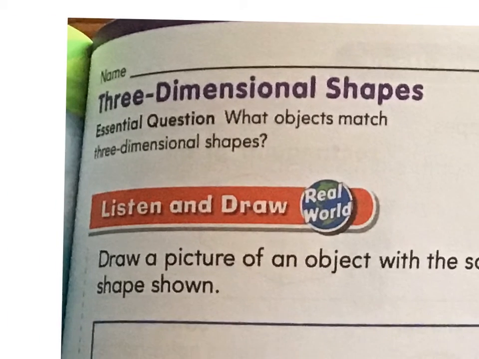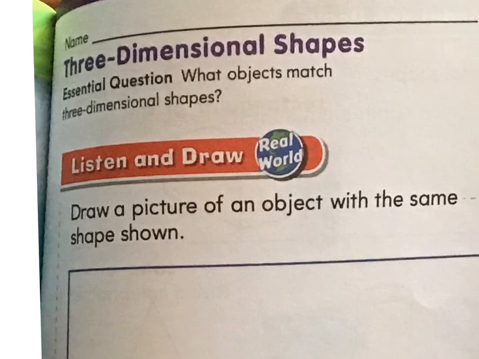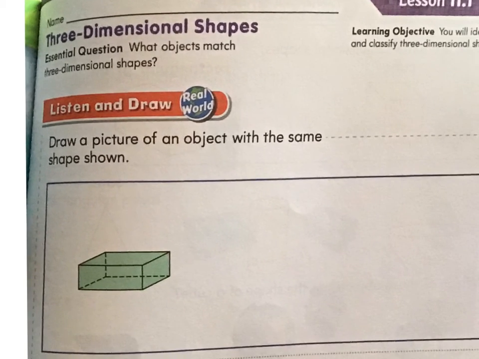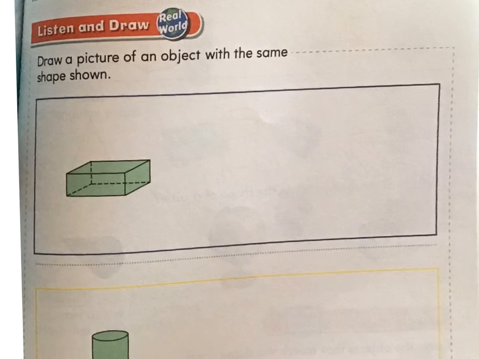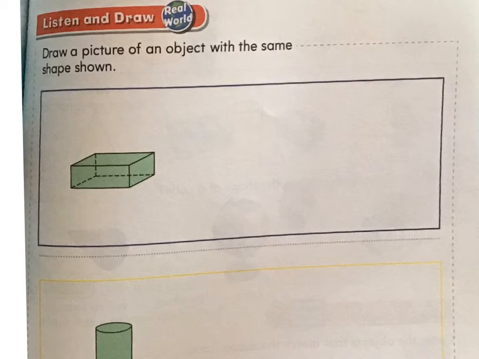So hopefully you've already watched the 2 or 3 videos we've included today for you to watch on three-dimensional shapes. So here on this page we have a rectangular prism, and they want to know what object in real life is the same shape as a rectangular prism. Can anyone think of one? Why don't you say it out loud? I heard someone say a tissue box. All right, good. So we'll draw a tissue box.